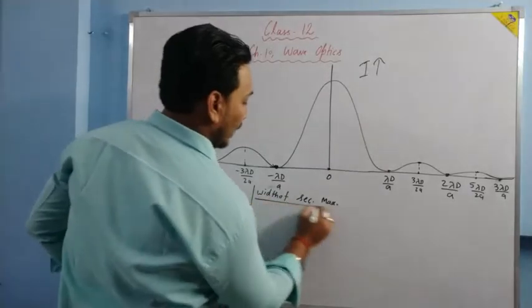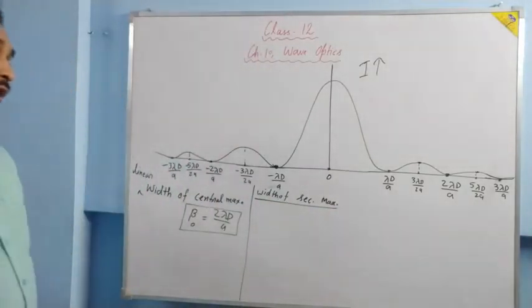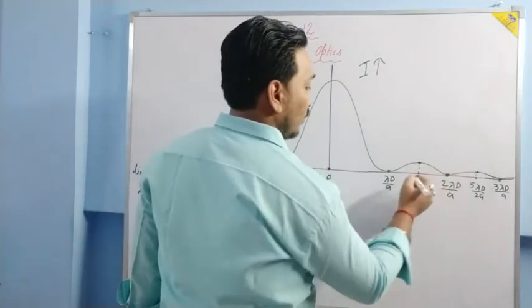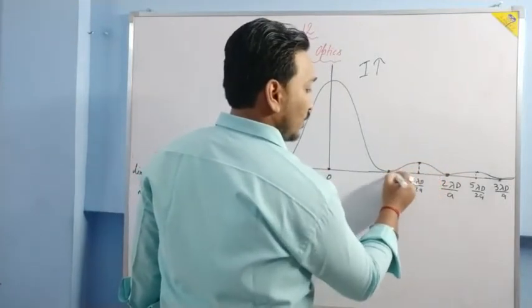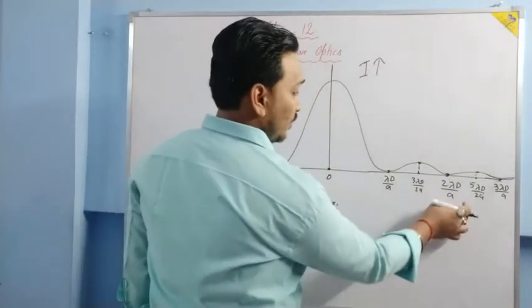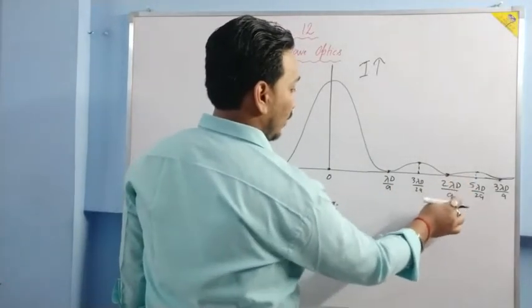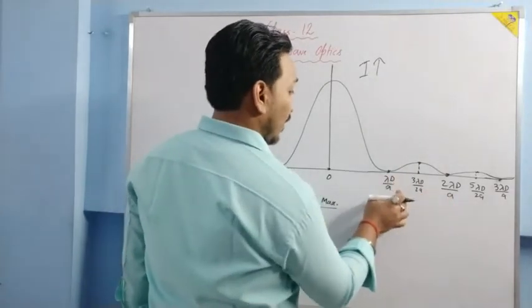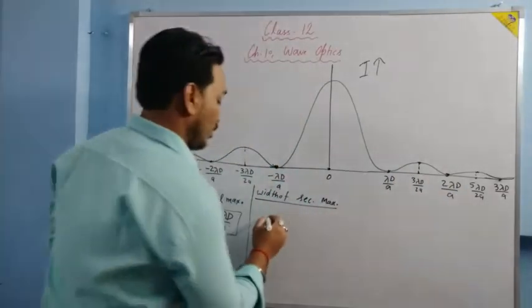Secondary maximum. How will it be calculated? Just see, this is your secondary maximum, the first secondary maximum. This exists from this point to this point. If we subtract this position from this position, that is your 2 lambda d by a, and this is your lambda d by a. So if we subtract lambda d by a from 2 lambda d by a, what are we going to have?